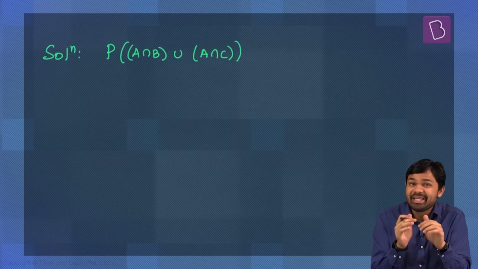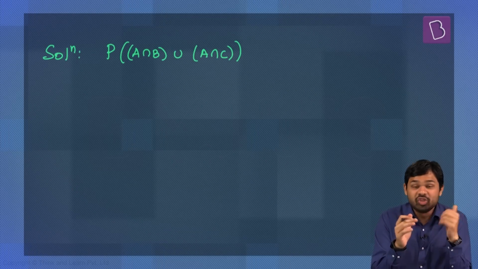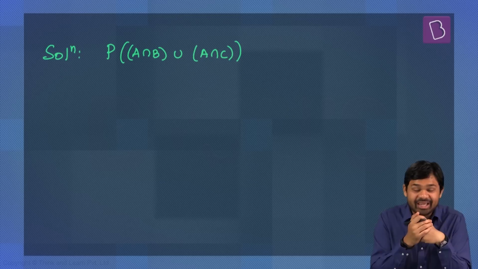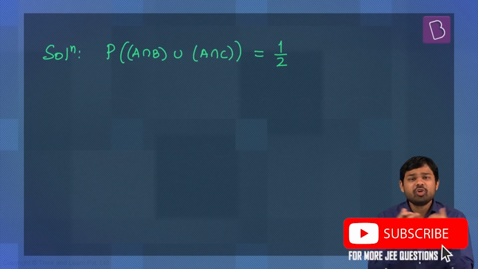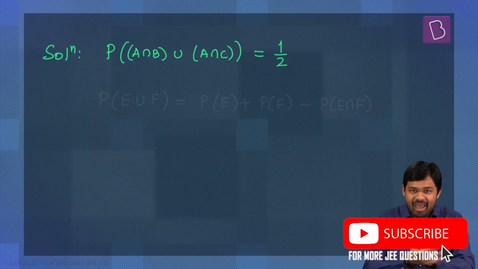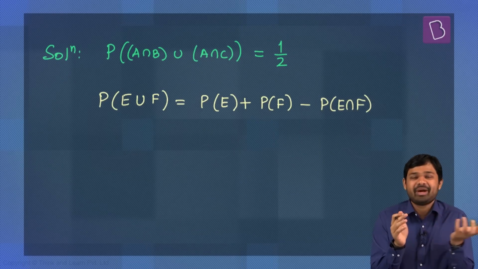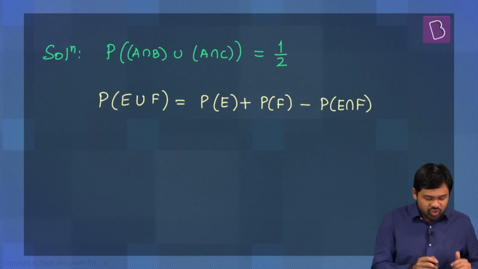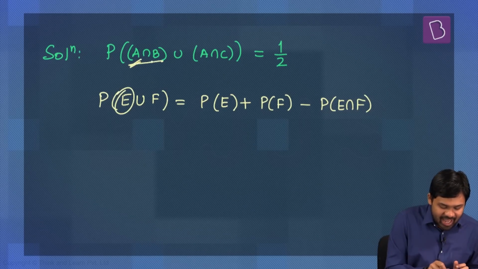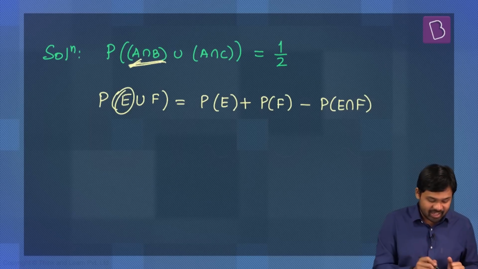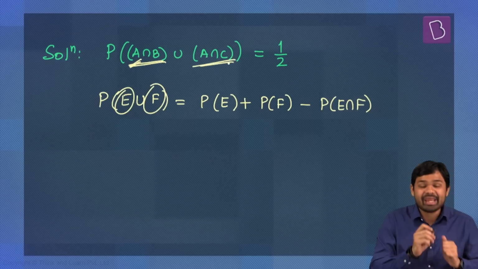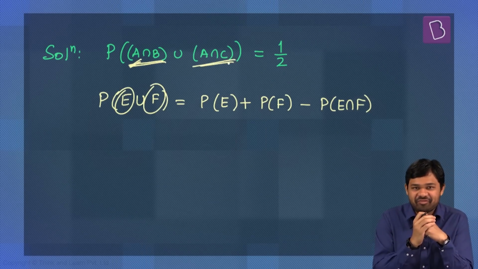When does a student become successful in the exam? If he clears test 1 and 2 or test 1 and 3. So this means probability of A intersection B union A intersection C is nothing but half. So for any two events, let's say E and F, probability of E union F is probability of E plus probability of F minus probability of E intersection F. So in our case, A intersection B is nothing but E and A intersection C is nothing but F.